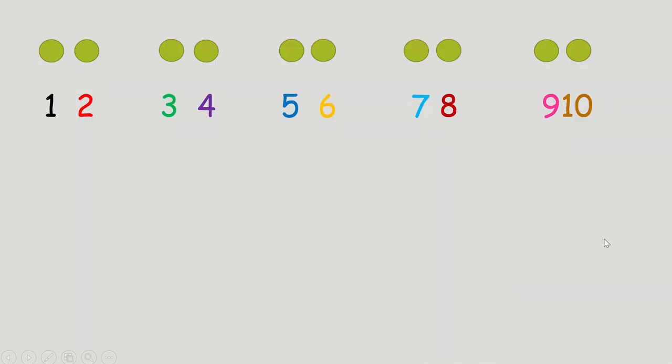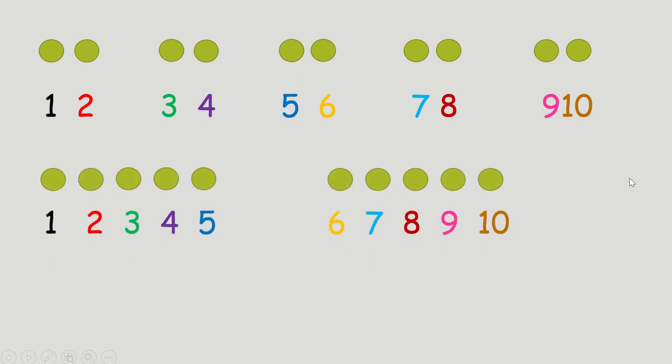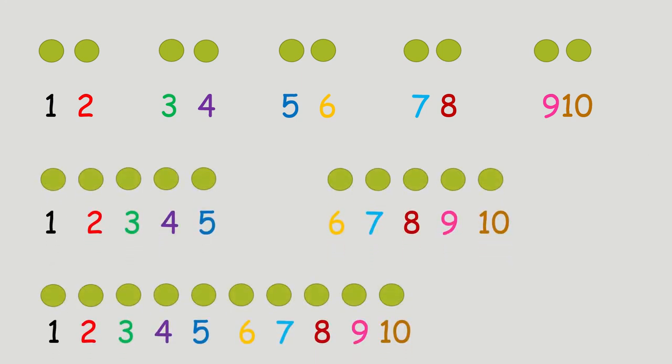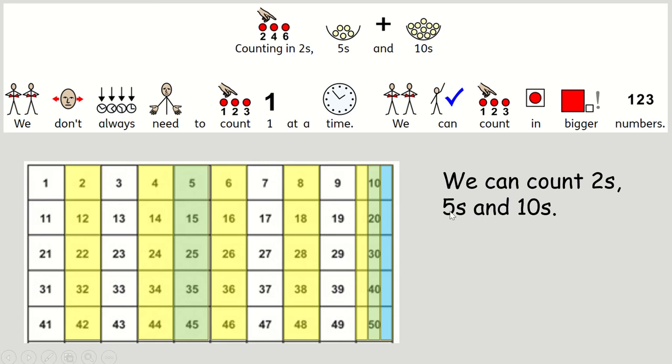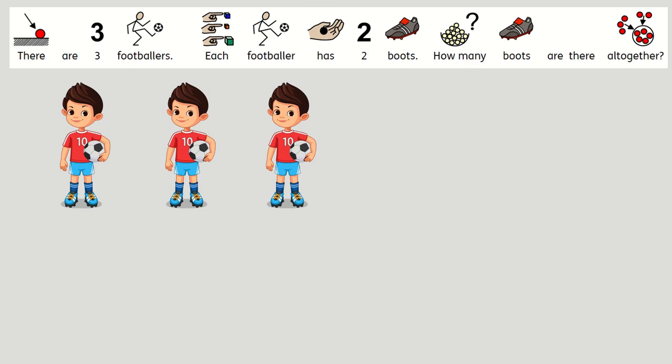Okay, so we've got groups of 2, or we could have groups of 5, or we could have one big group of 10. So on our number square, if we were counting in twos, it would look like this. We'd follow the yellow numbers. If we were counting in fives, we'd follow our green numbers and do our bigger jumps. And if we were following our tens, our groups of 10, we'd jump in even bigger jumps all the way down the blue column.